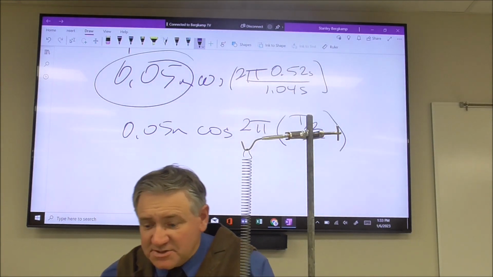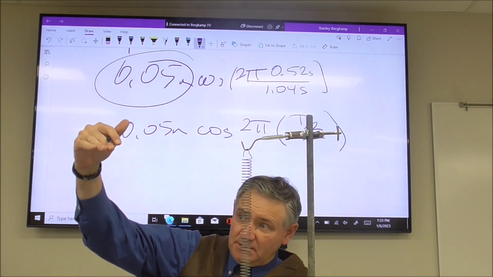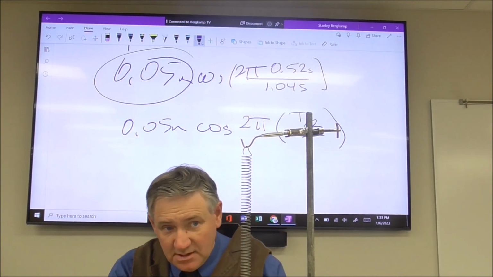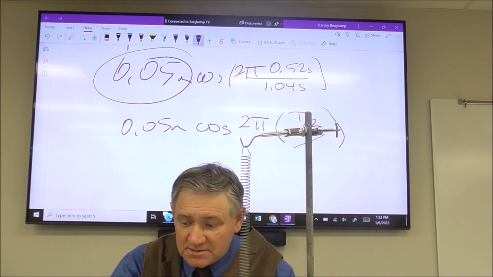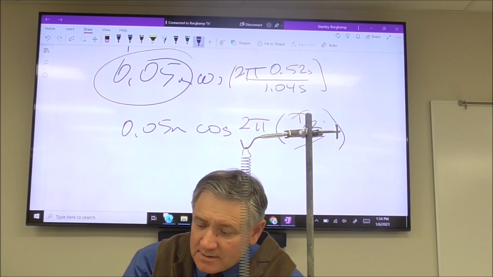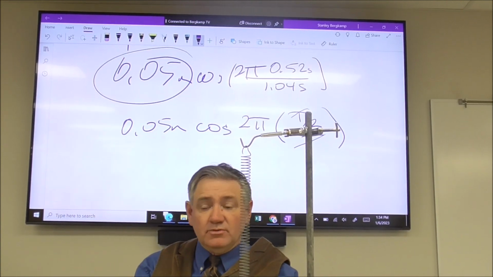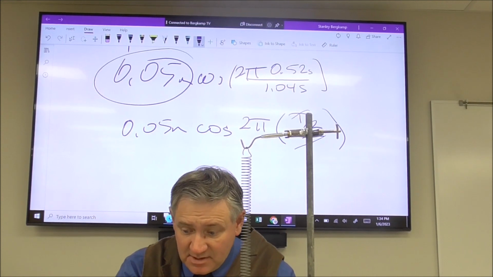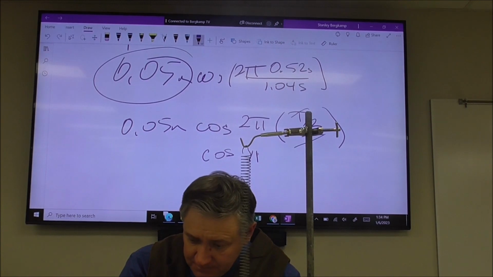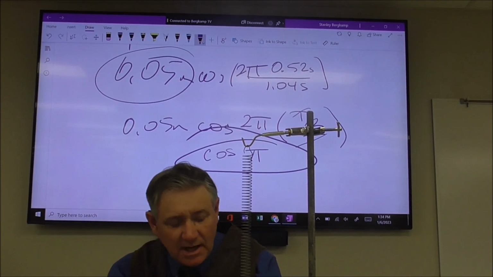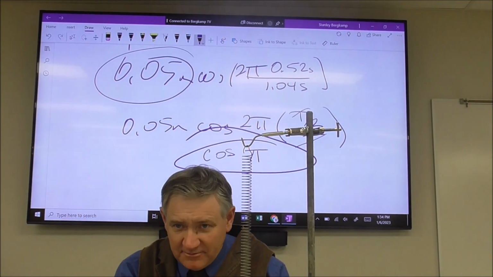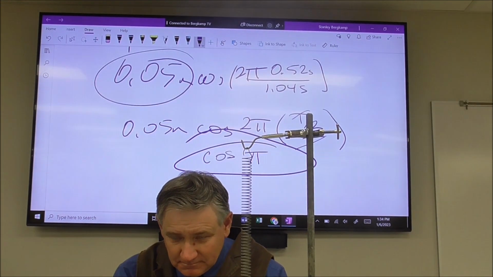Now, in that situation, because I have uppercase T, and then I've got the t down below, what's going to happen to my value of t? It's going to cancel out. So then I'm taking 2 pi times 1 over 2, which reduces down to taking the cosine of pi. And what's the cosine of pi? Negative 1.